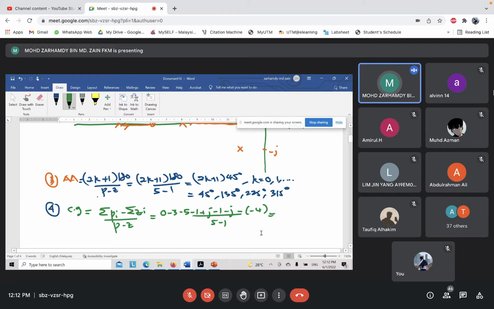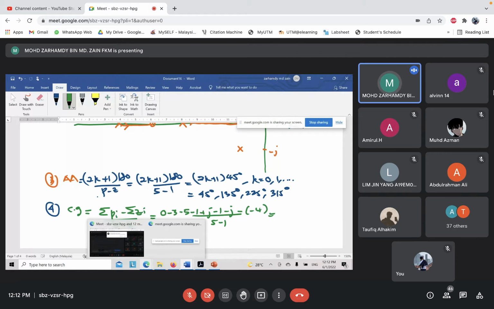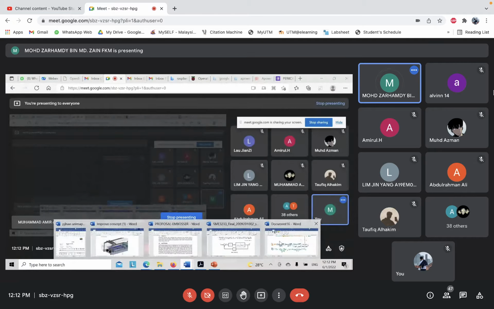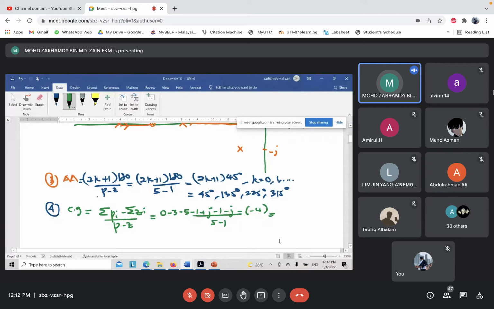Taufik, berapa Taufik? Ada tak Taufik kelas? Ada. Apa lagi? Abdul Rahman? Negatif 2. Negatif. Ada lagi orang kawan datang. Negatif. Sekejap. Negatif 1.5, betul? 1.5. Ya, betul. So negative 1.5.